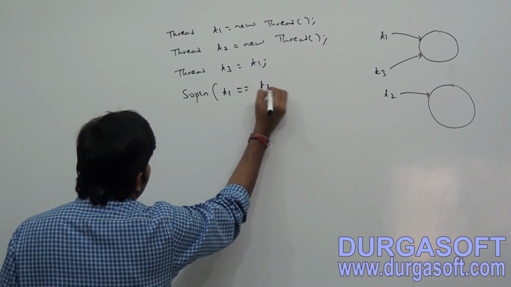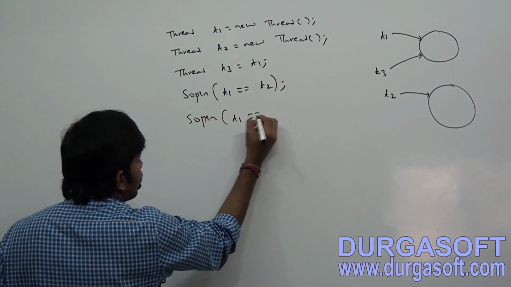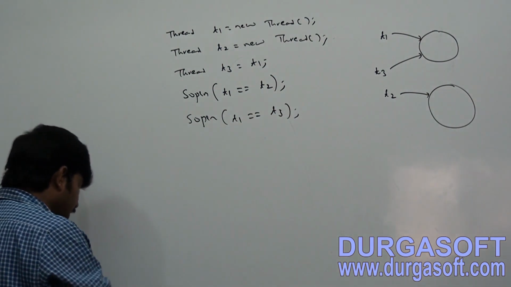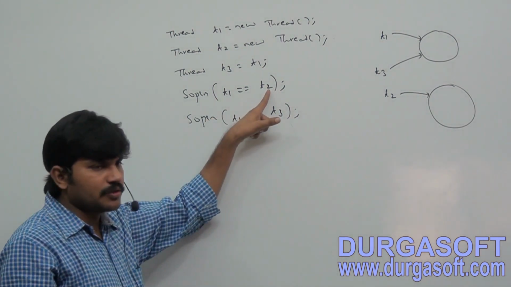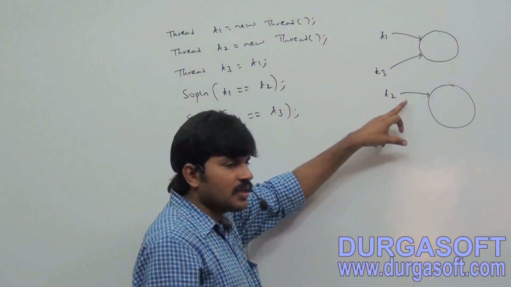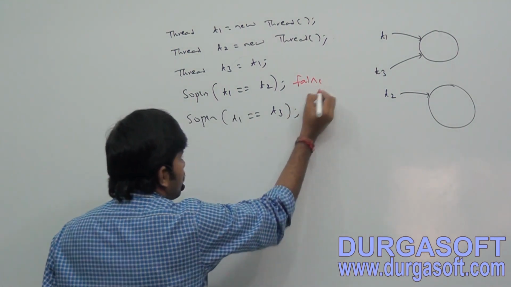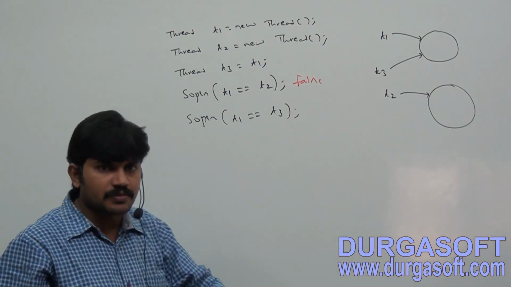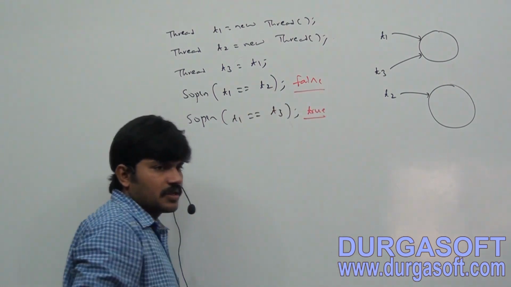Now I am taking System.out.println(t1 == t2) and System.out.println(t1 == t3). Can you tell what answer we will get by default? t1 double equal to t2: both are not pointing to the same object, that's why the answer is false. t1 double equal to t3: both are pointing to the same object, so the answer is true. Are you able to understand that?